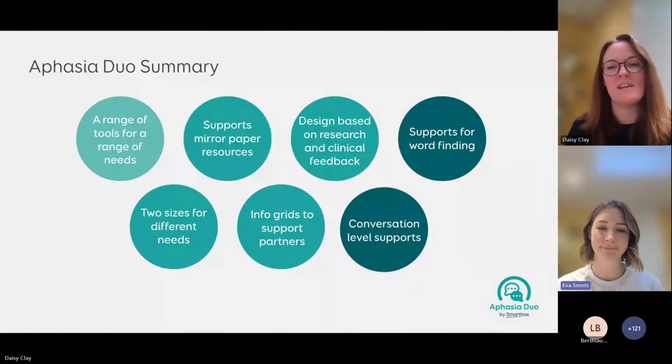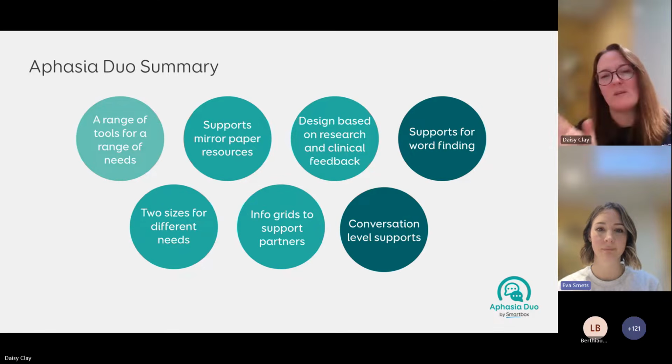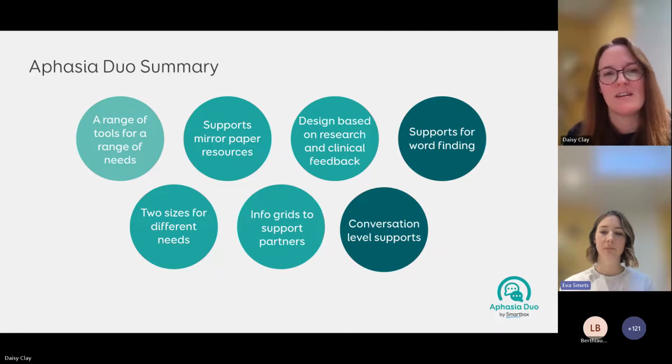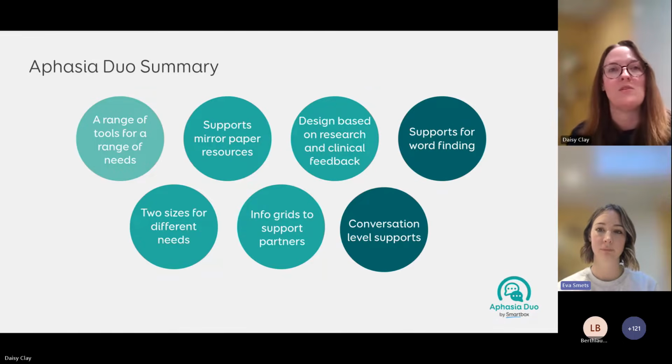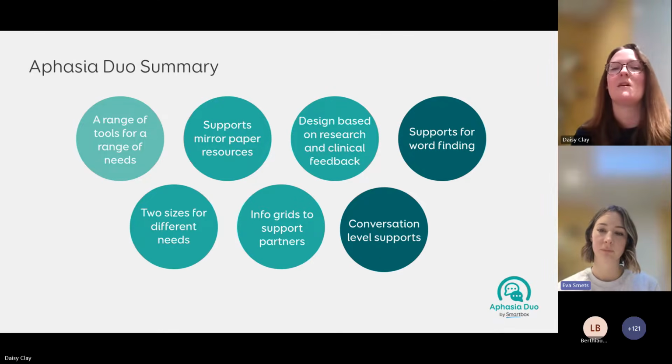So just to summarise, really, some of the key points of things we've said today is that Aphasia Duo really includes a range of tools designed for a really wide range of needs, and also you can customise it. So we'll be pointing people towards other resources towards the end of this webinar, where there's more information about how you can do that personalisation and choosing which parts of the grid sets that you want to use. But we've also got those supports that mirror paper-based resources, so some familiarity for things that people are already using. We've designed based on research and lots of clinical feedback throughout the process.